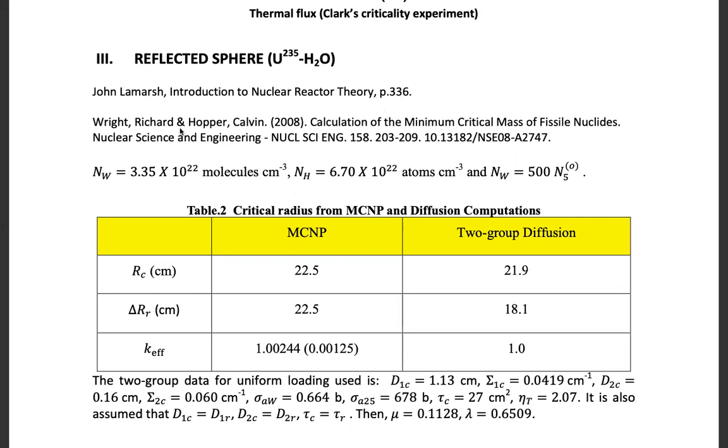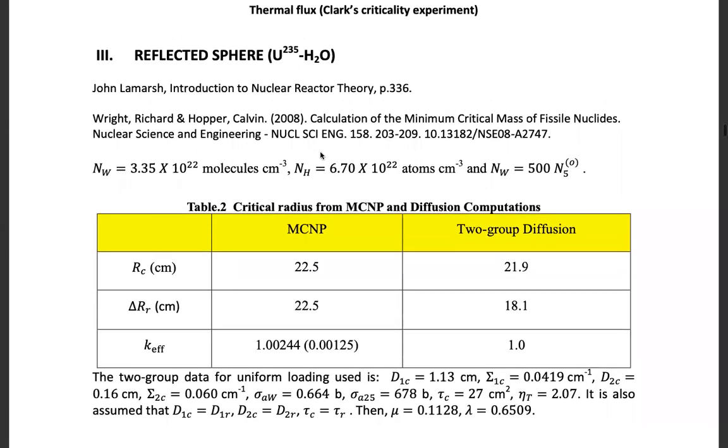And I'm also going to show you results in this connection from two other papers. One paper is by Wright and Hooper, 2008, Nuclear Science and Engineering, and it says calculation of the minimum critical mass of fissile nuclides.